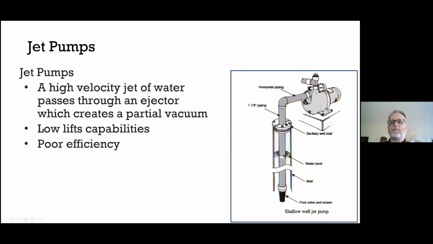And a jet pump is typically a much smaller application, low lift. We have an inlet and a foot valve to create prime, so there'll be a little impeller here. But the jet goes through the ejector and creates a partial vacuum that helps almost reverse siphon the water into the discharge, typically for much smaller applications, including wells.